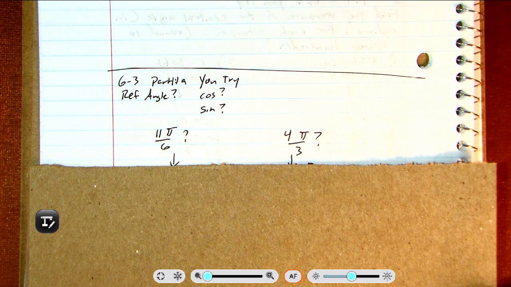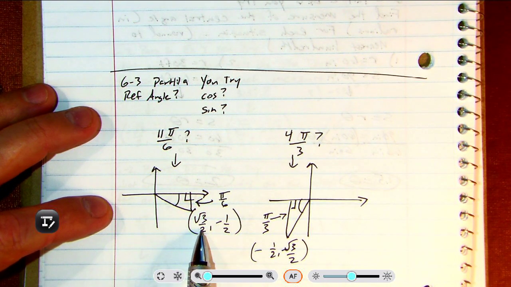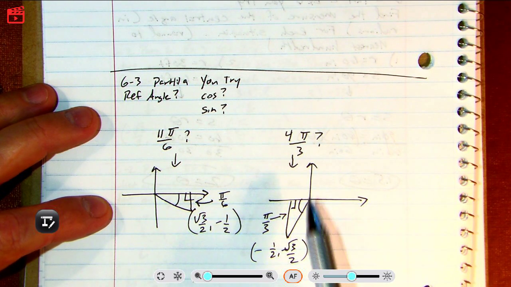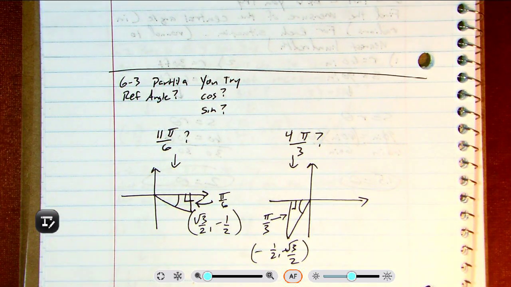All right, here are the answers. Pi over 6, which makes this one a rad 3 over 2 and negative 1/2 because it's in quadrant 4. And a 4 pi over 3 is, again, a pi over 3 reference angle. I know pi over 3's have 1/2 and rad 3 over 2, but this one's in quadrant 3, so these are both negative. How did you do?